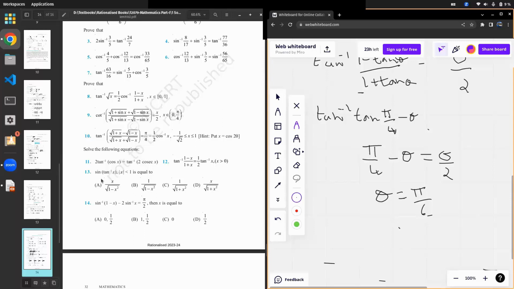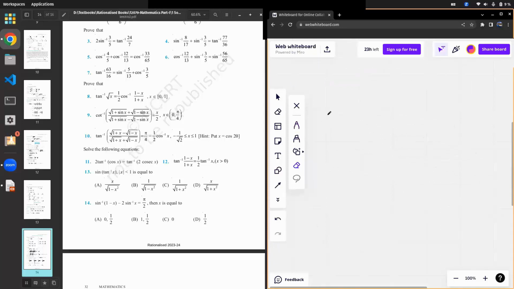So we move to the next question. We have to find the value of sine of tan inverse of x. Here we have been given the value of tan, so let us assume that for some alpha, tan alpha is equal to x. To convert the tan inverse of x into sine, we need to find the value of sine alpha. We know the value of tan alpha, we should find the value of sine alpha.